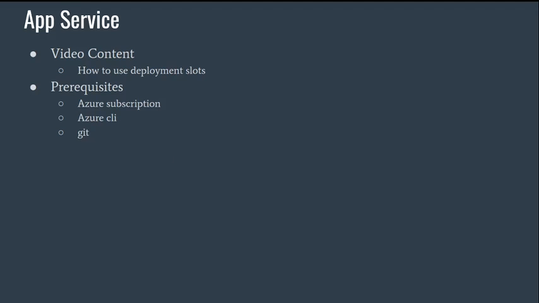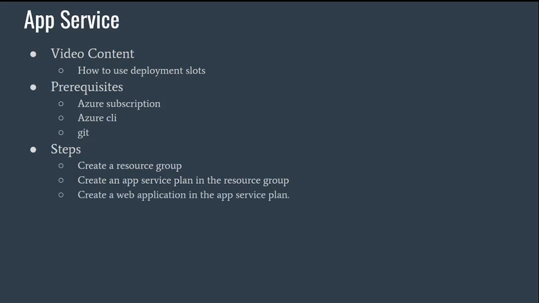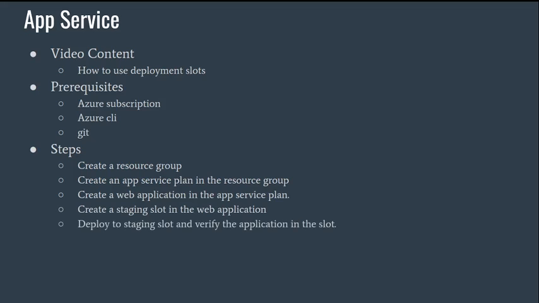Let's have a look at the steps we are going to follow to work with the deployment slots. First, we will create a resource group. Then we will create an app service plan in the resource group. Once the app service plan is ready, we will create a web application in the app service plan. Once the web application is ready, we will create a staging deployment slot. Now we will do the configurations for deploying the application to the staging slot, and then we will verify the application in the staging slot.